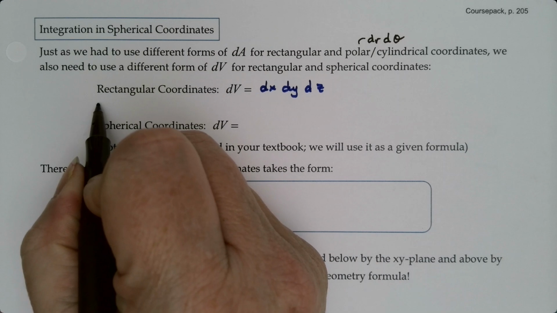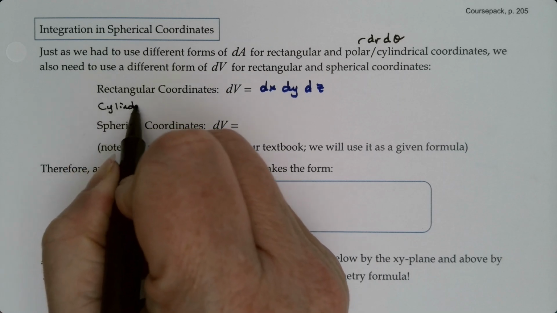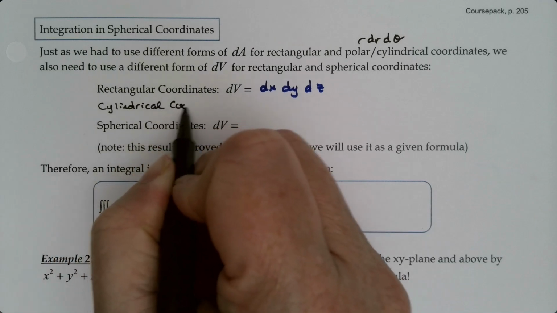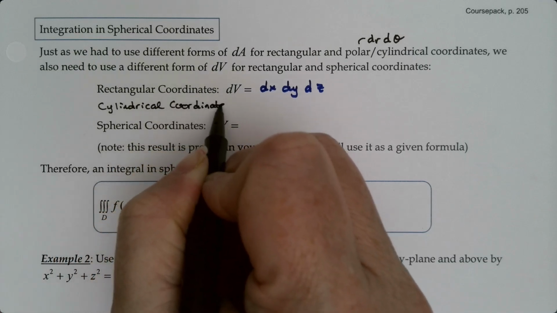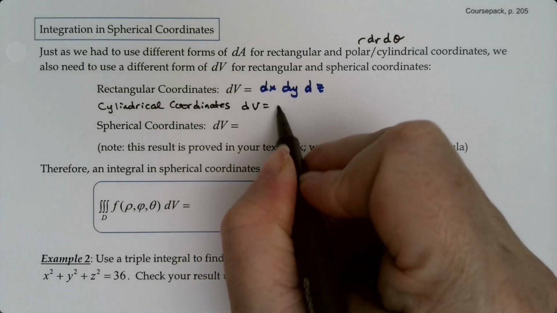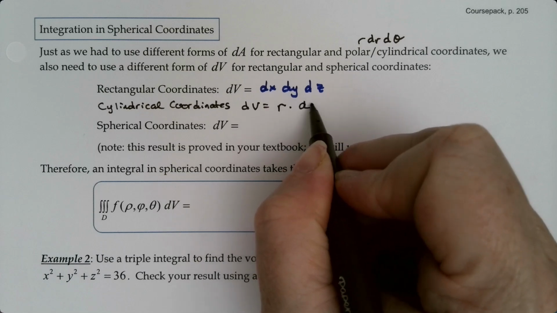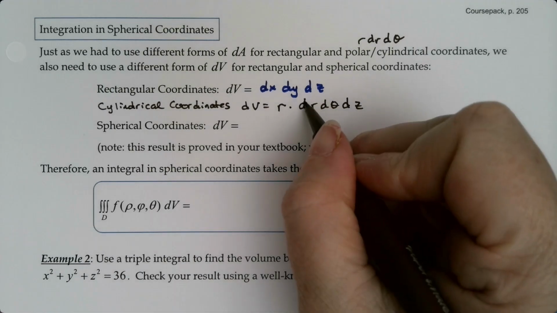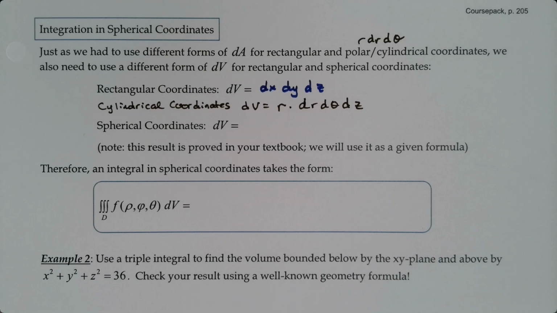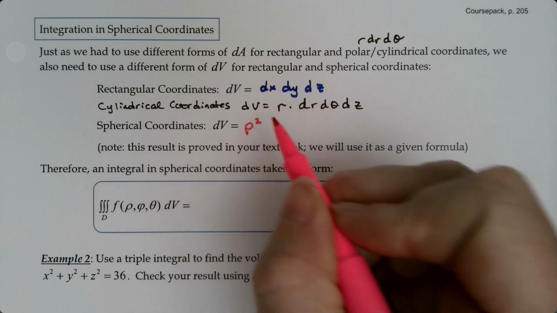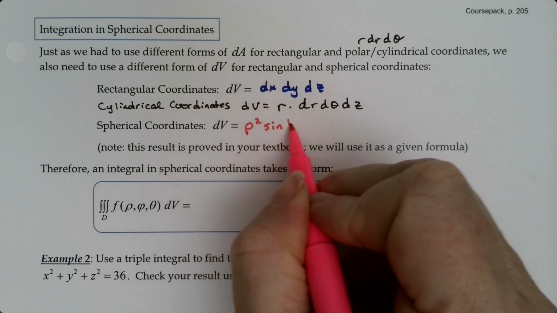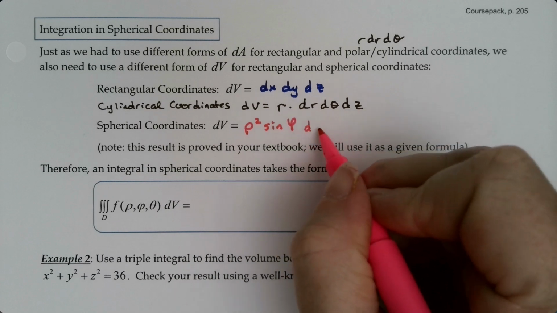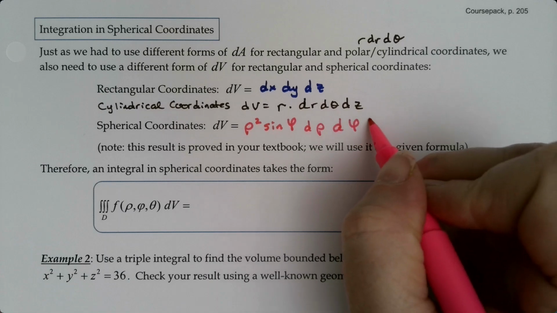And actually, let me just review cylindrical in here. Cylindrical coordinates had dV equal to r, then dr d theta dz, or dz dr d theta is the more common way to write it. Okay, so how is that going to work for us? For spherical, it's going to become rho squared sine phi, and then d rho d phi d theta.